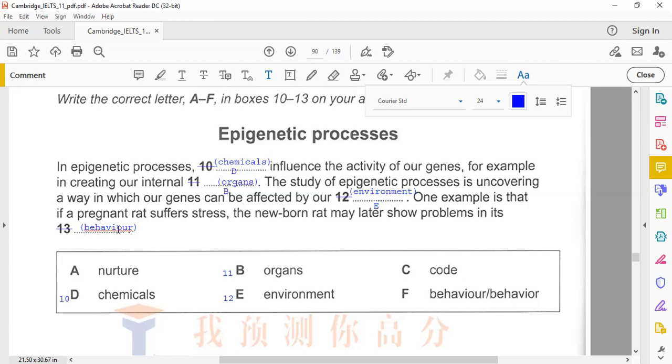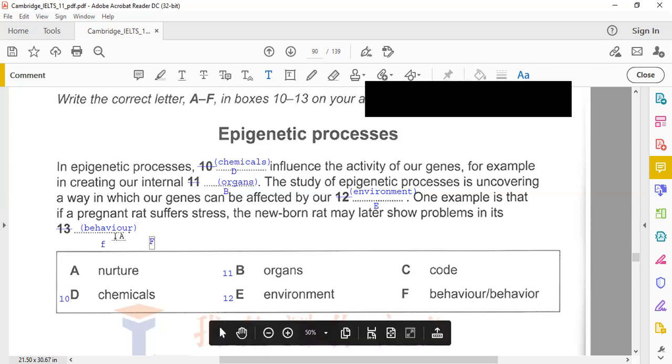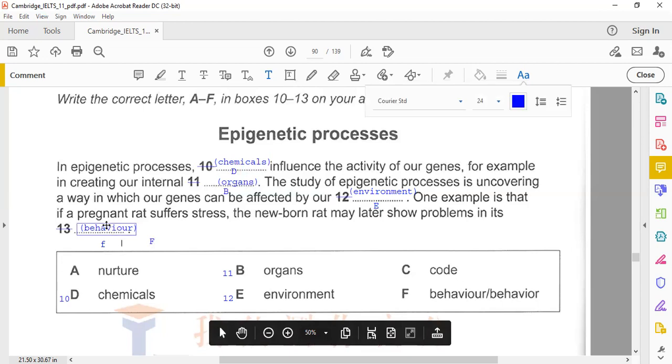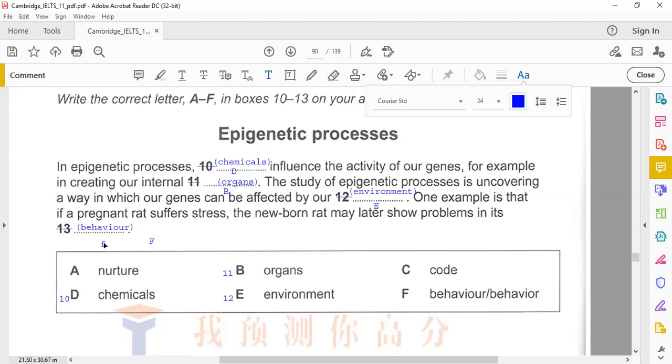Behavior is underlined in red because the spell checker doesn't accept it, since these are the British spellings, which write it with a U. So for this reason it's showing the red line. And we mark it like this, F.